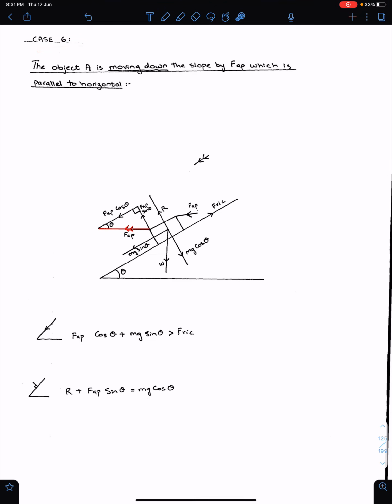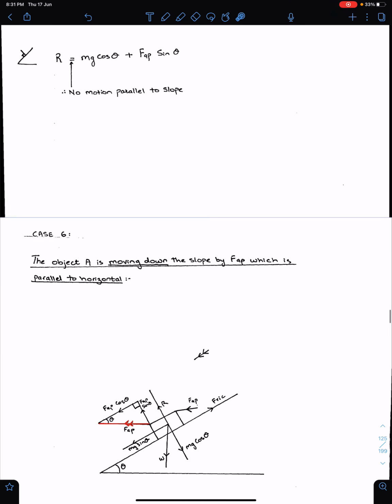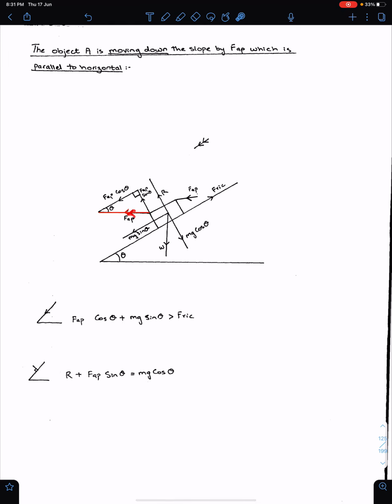Case 6. The object A is moving down the slope by applied force FAP, which is parallel to horizontal. Same thing, same case. Here, the applied force is parallel to ground, horizontal, and the object is moving up the slope in this direction. Now, the applied force is in this direction, and this object is moving down the slope. And the applied force is still parallel to ground. So again you have to resolve this applied force. There are two components of this applied force. One is parallel to slope and the other one is perpendicular to slope. And these directions are according to the head to tail rule.